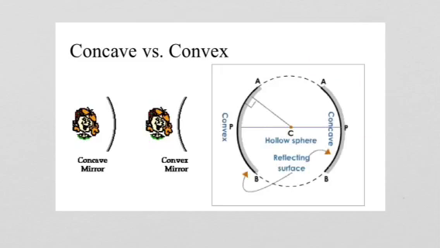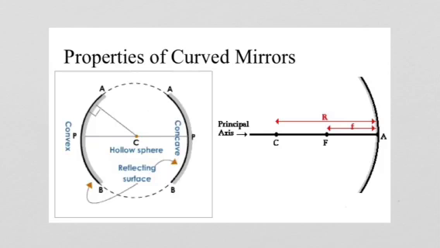So you can imagine that if you have a hollow sphere, and you cut a slice of it, and then silvered either the inside edge, which would create a concave mirror, or the outside edge, which would create a convex mirror, that's potentially how we could get a concave or a convex mirror. So we have this sphere with a center C, and we take a sliver of it and make one side reflective. We're going to specifically focus on concave mirrors.